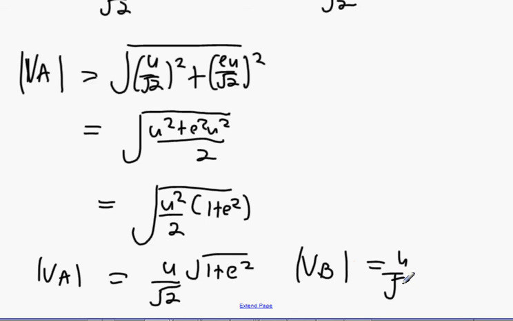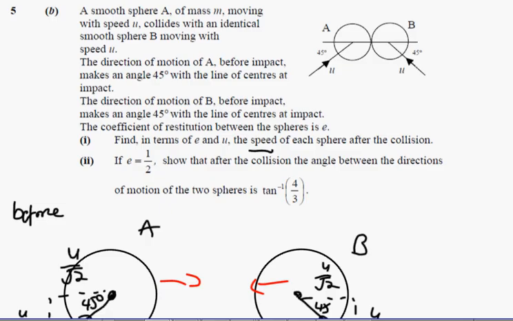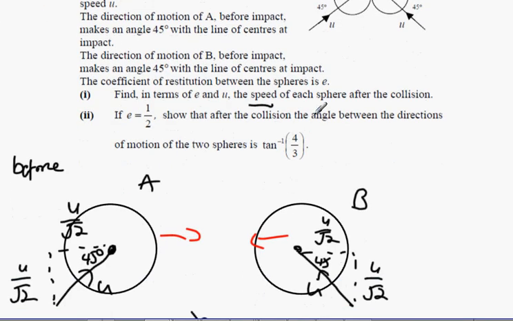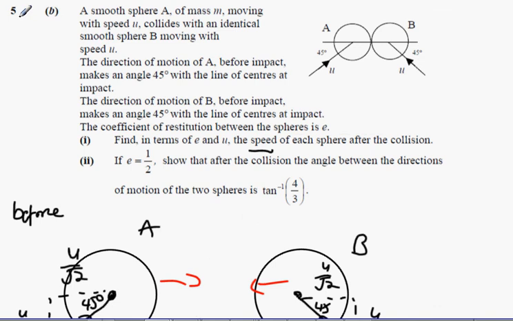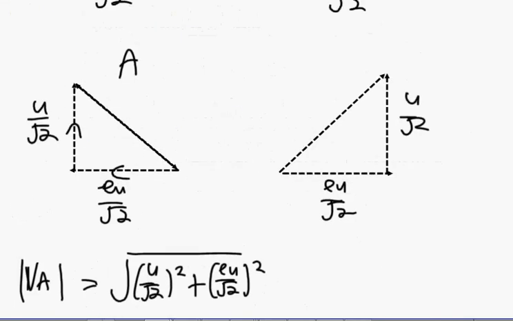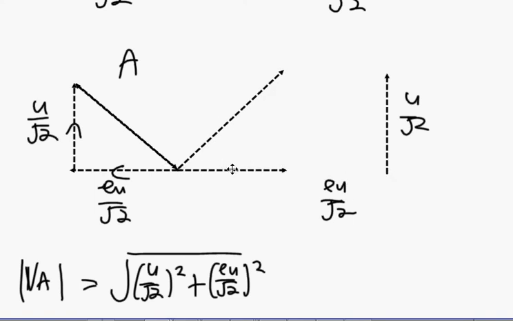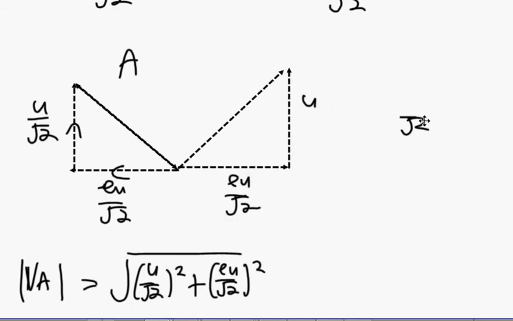Now, what we want to know next is, if E equals a half, show after the collision that the angle between the directions of motions of each sphere is tan inverse 4 over 3. So we can go back here. It says the angle between the directions of motions of the two spheres. So basically, if I was to join the two of these together, it wants the angle in between. It wants this angle here.